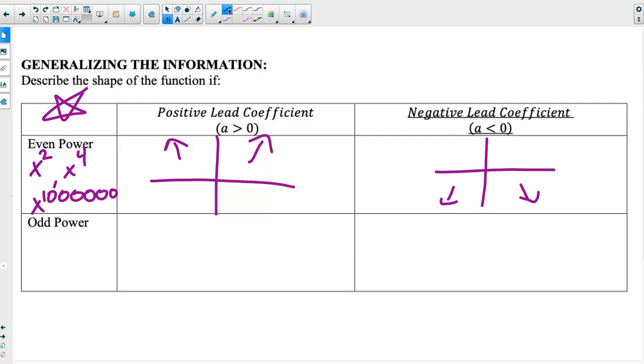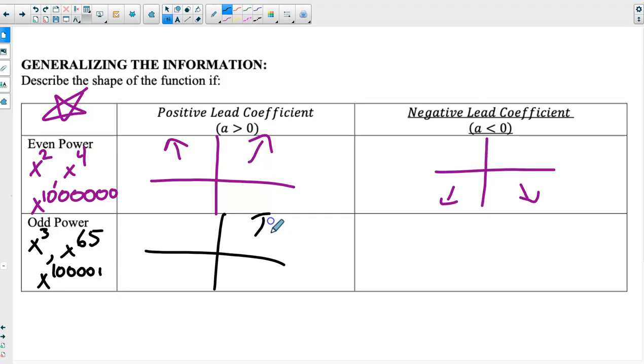The odd powers, we're talking like x cubed, x to the 65th, x to the 1,000,001 or 100,001, doesn't matter. Any odd power with a positive coefficient looks like this. And any odd power that has a negative coefficient looks like that. So this table basically sums up our entire lesson.